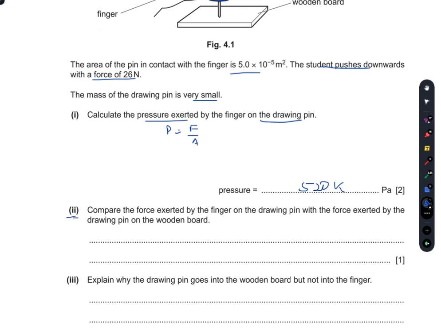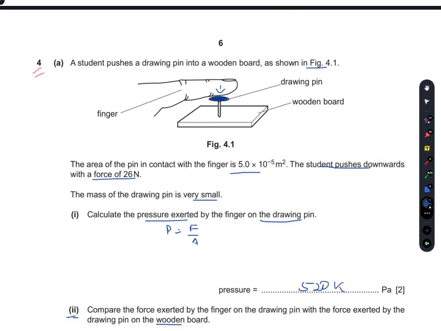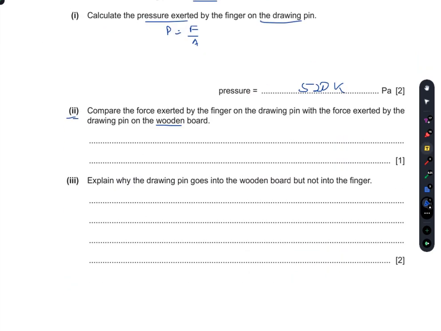Question number 2: compare the force exerted by the finger on the drawing pin with the force exerted by the drawing pin on the wooden board. Now some of you might get confused here because the area of contact is lower here and greater here. Then you would say the pressure of the drawing pin on the wooden board is greater. But he asks you to compare the force. He doesn't ask you to talk about the area or the pressure or anything else. He only asks you to compare the force.